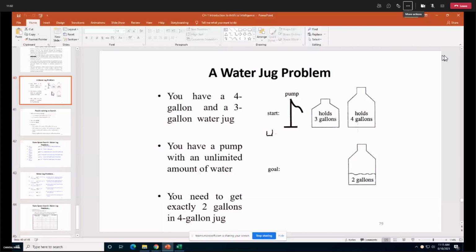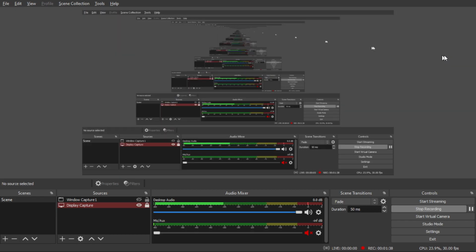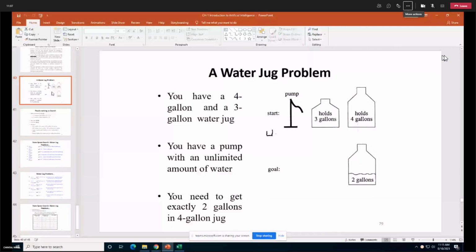Okay, and what is our goal state? Our goal state is that you need to get exactly 2 gallons of water in the 4-gallon jug. Okay, just a second, students.